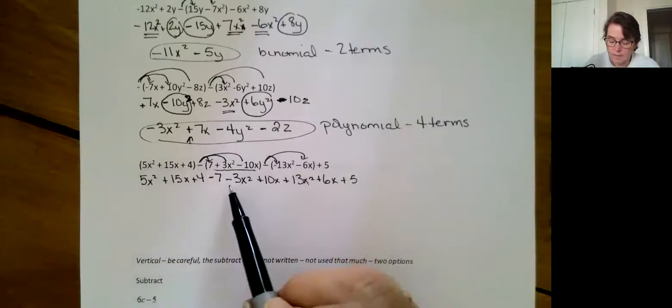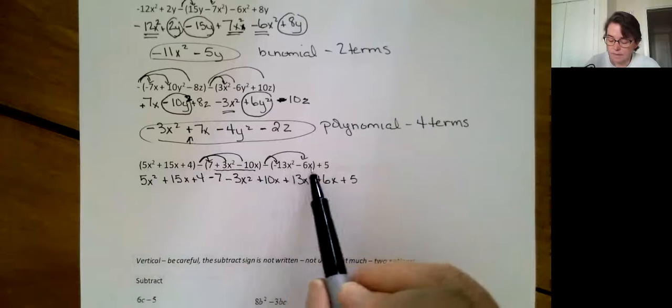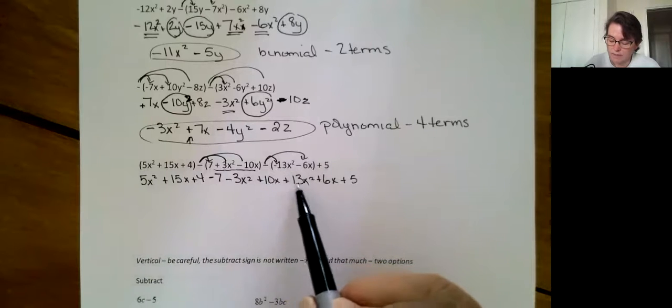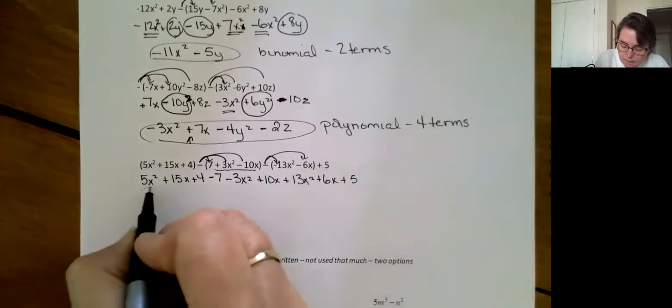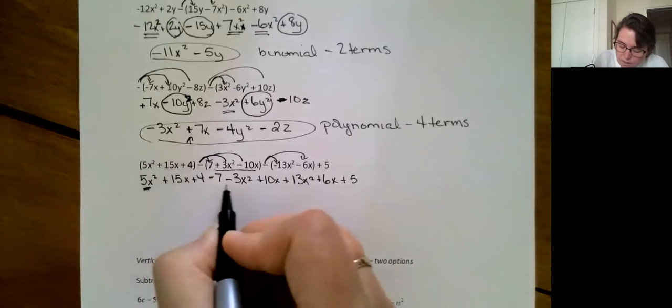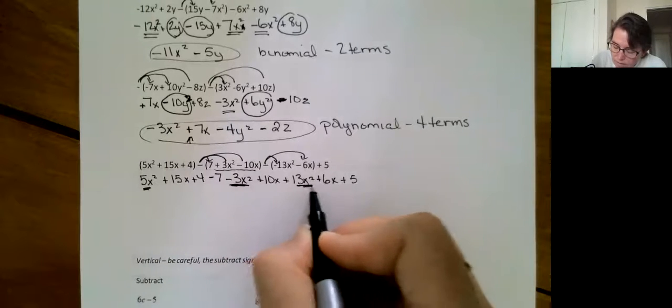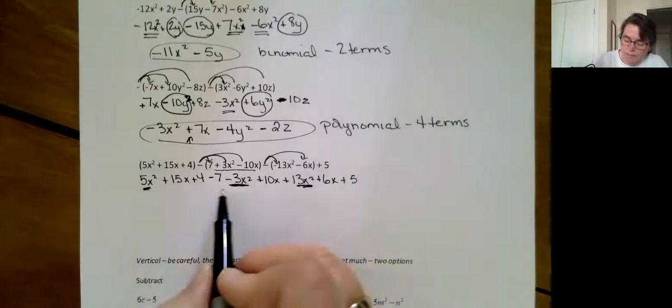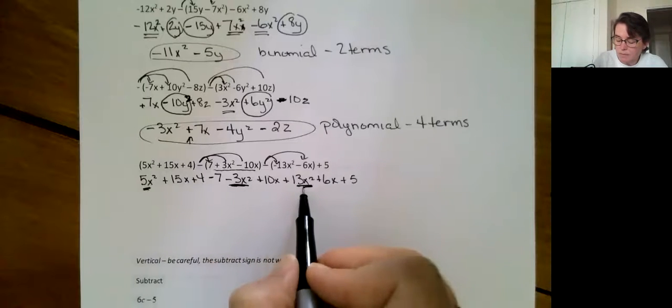I'll go this way, minus 3. Change there. And this one should change. So, where am I? Here we are. Plus 13 plus 6 plus 5. Cool. So we've got 5x, and we've got negative 3x, and we have positive 13x. So 5 minus 3 is 2x squared plus 13.